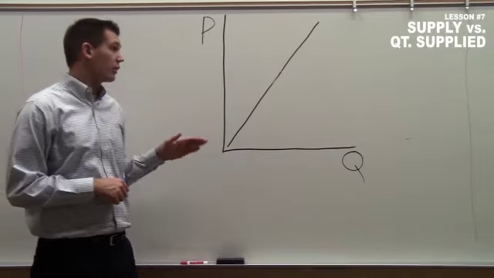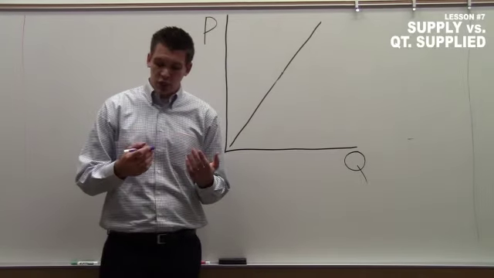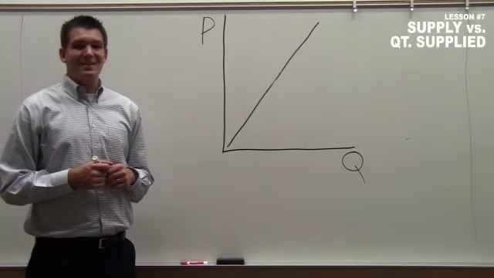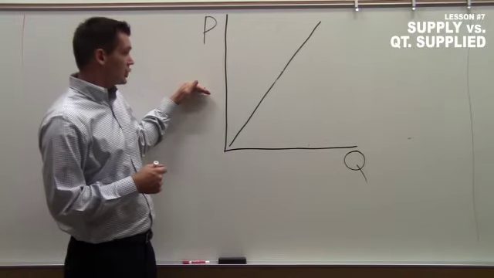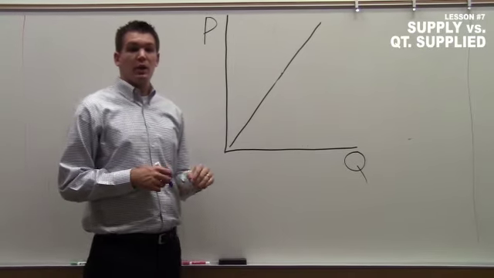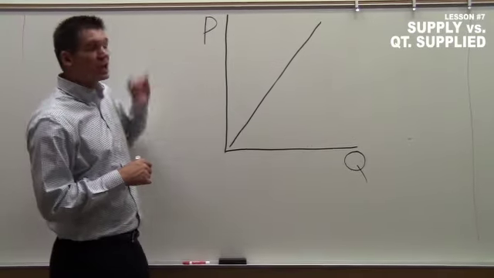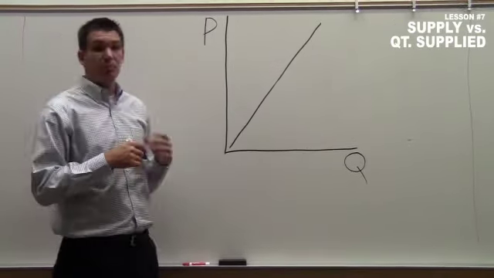So here I have a supply curve, upward sloping, and so a change in quantity supplied means that because the price changed, we're going to supply more. And so anything that has to do with a change in the price of the good, that's going to be the quantity supplied, or conversely the quantity demanded if we're looking at a demand curve.